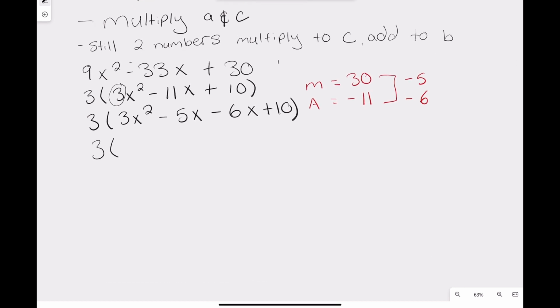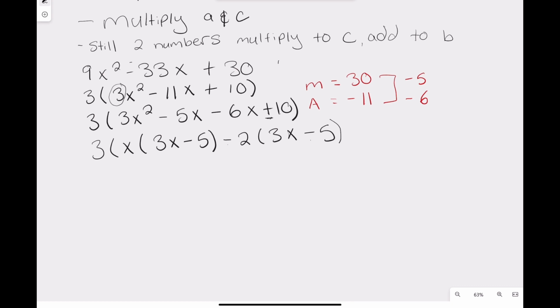we're going to look at the 3x squared minus 5x, and what do they have in common? They have x in common. So then in brackets, it's going to be 3x minus 5. And then the negative 6x plus 10, they are divisible by 2. So minus 2, 3x minus 5, because the 10 is positive, so two negatives make a positive.